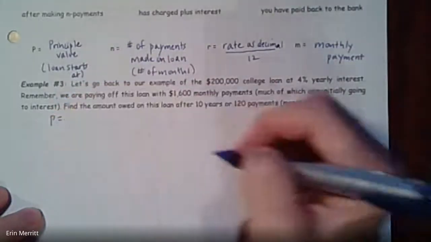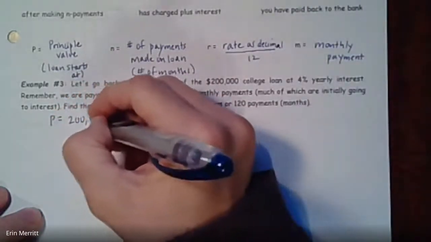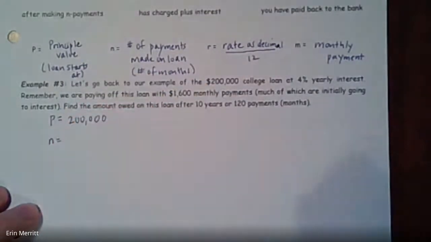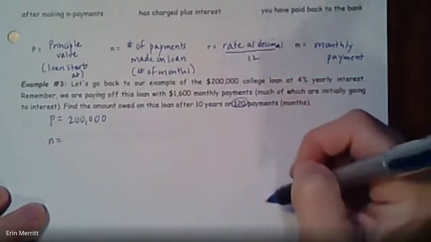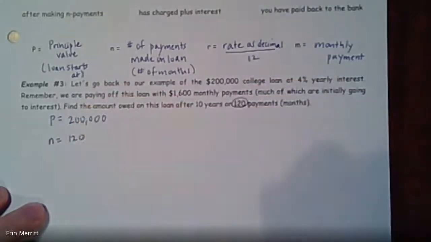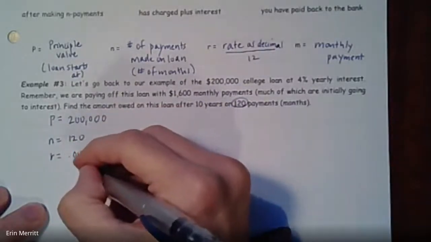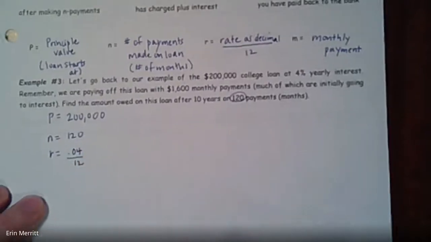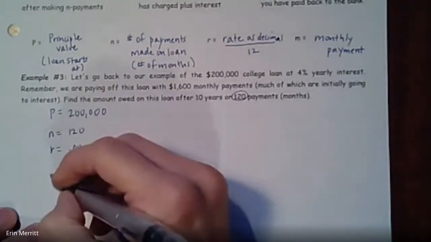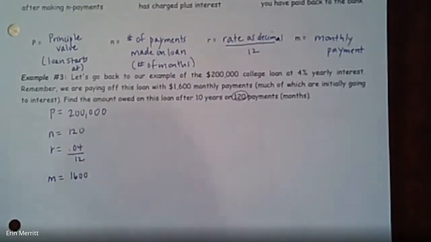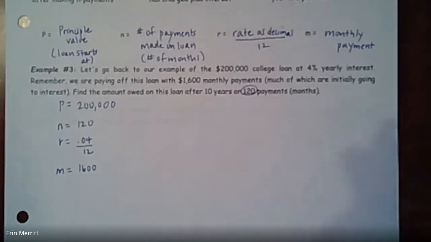So P, the principal, starts at $200,000. The N value, the number of months, is 10 years or 120 months. So it's done there for you. If it wasn't, we would just do 10 times 12. The R was 4%, so it's 0.04, but then divided by 12 because it's a monthly installment. And the M value is the monthly payment. So you're paying $1,600 a month to pay off that loan, which, just FYI, is a lot of money. That's like what a mortgage should be for your house.